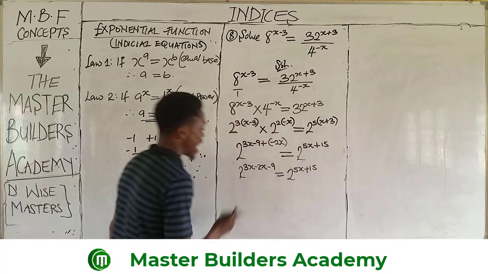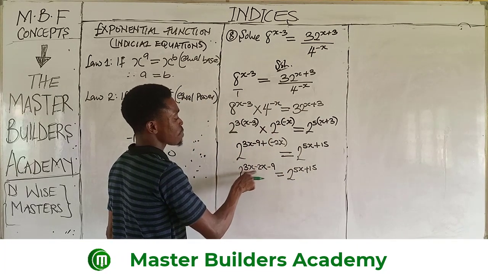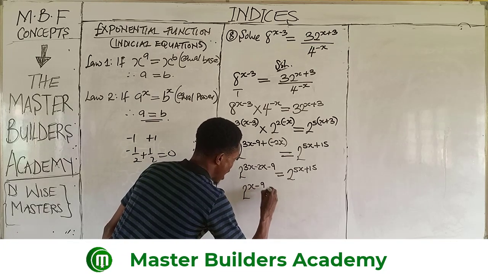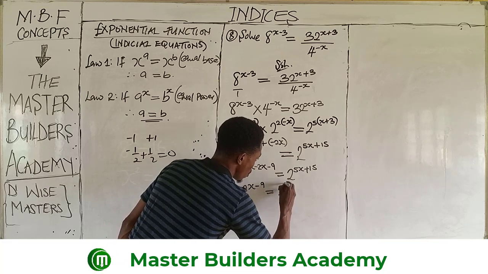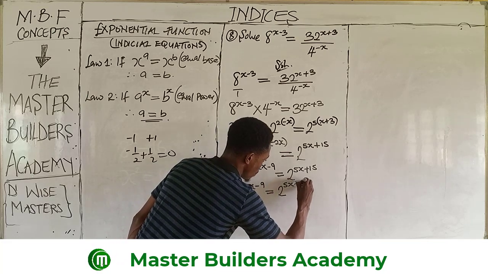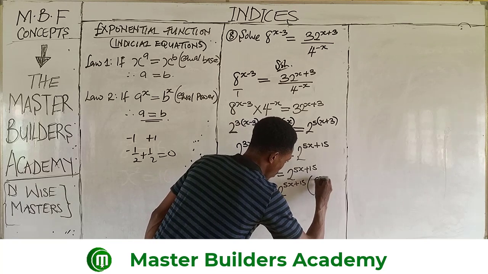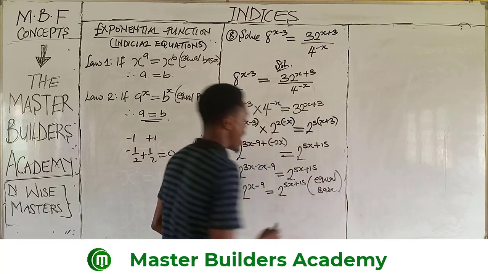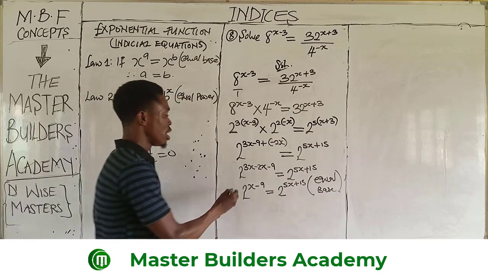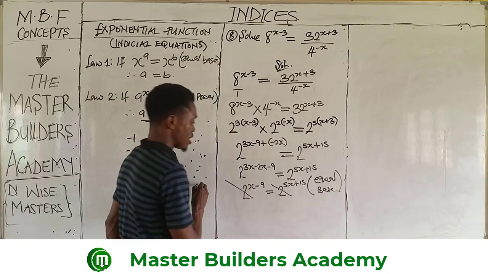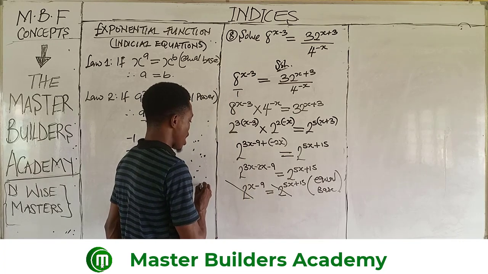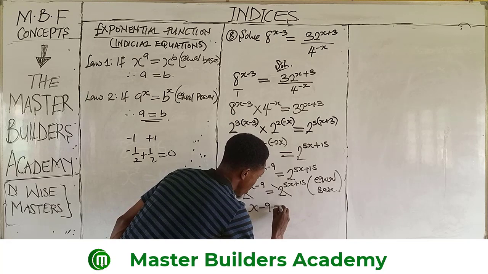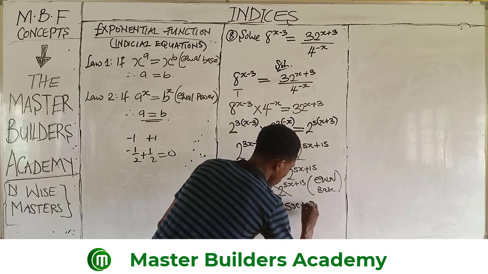plus 15. Then at this point now, 3x minus 2x will have given us what? x minus 9 is equal to 2 raised to the power 5x plus 15. Now guys, what do we have here? We have equal base. And now when you have equal base, all you simply do is to cancel out the base and simply equate the powers. And the powers here now would have given us x minus 9 is equal to 5x plus 15.